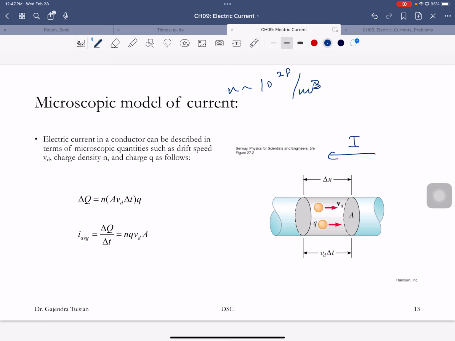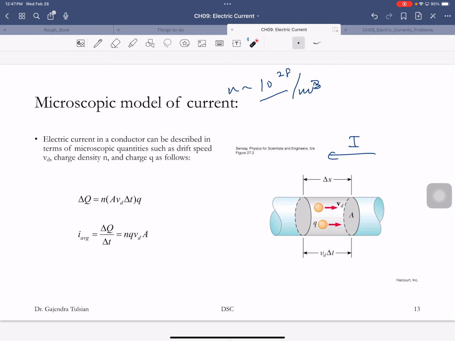A cubic meter is about that computer desk's volume, and in that large a metal piece, there will be about 10 to the power of 28 free electrons. So that's what that number means. If electrons are the charge carrier, that's the charge of the electron, that's the drift speed, about 1 millimeter a second, and A is the area of cross-section of the wire.